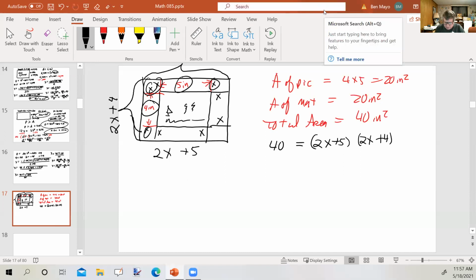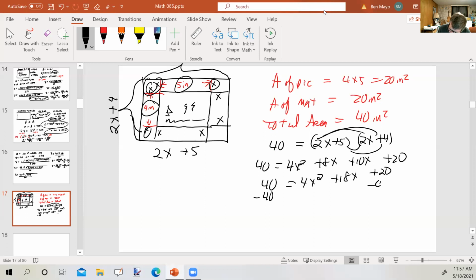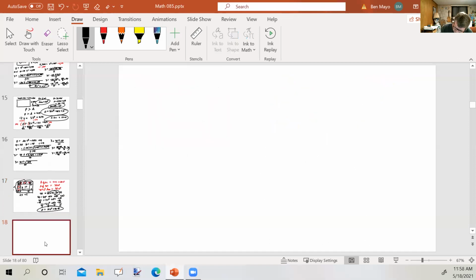Okay, all right. So 40 equals 4x squared plus 8x plus 10x plus 20. 40 equals 4x squared plus 18x plus 20. Subtract 40 from both sides. 0 equals 4x squared plus 18x minus 20. We could divide everybody, reducing out a 2. 0 equals 2x squared plus 9x minus 10. All right, let's take that to the next page.